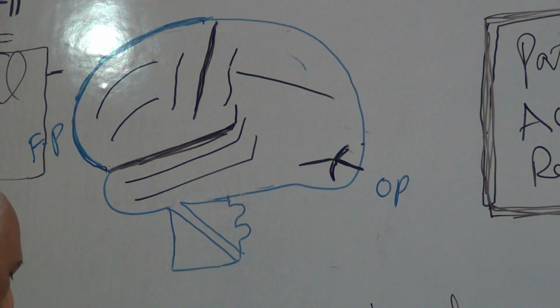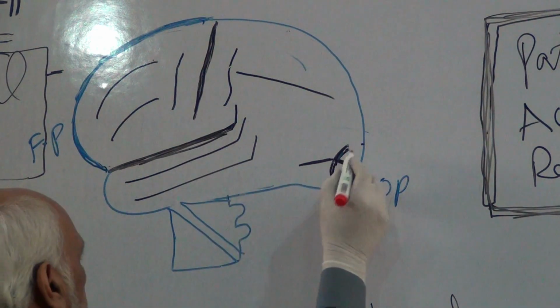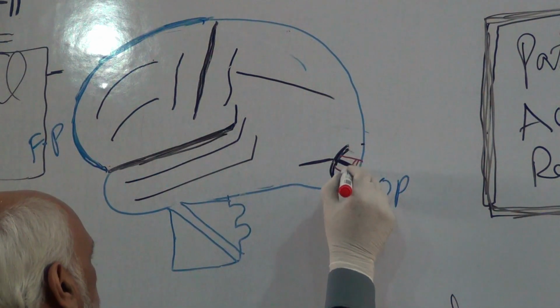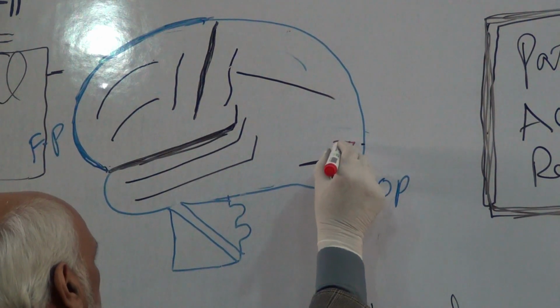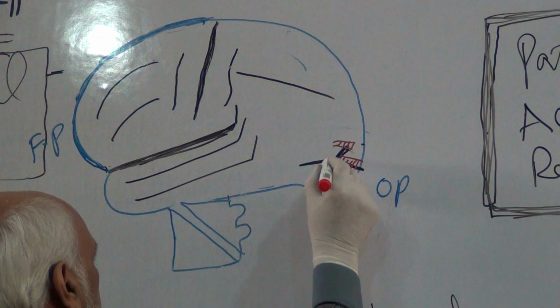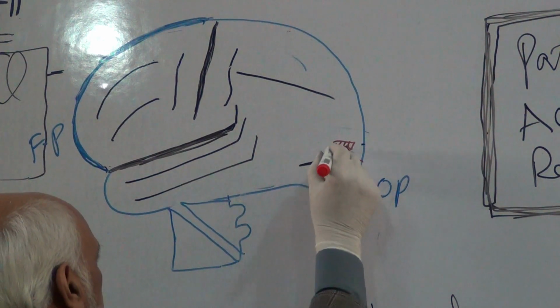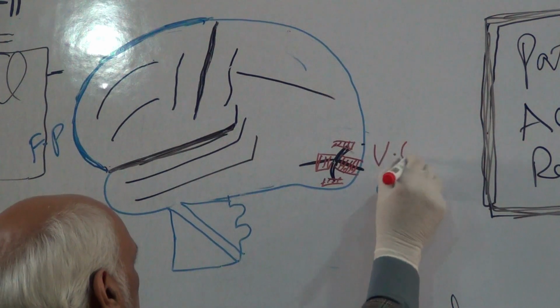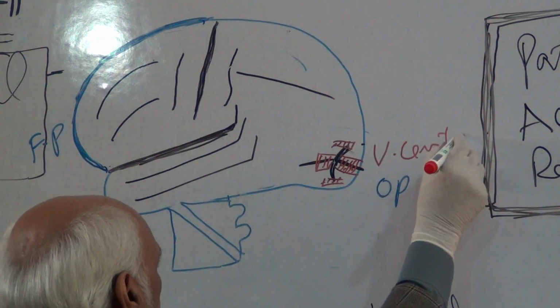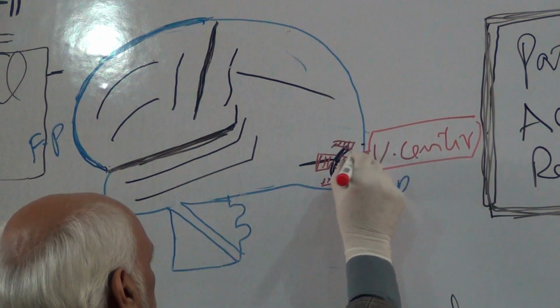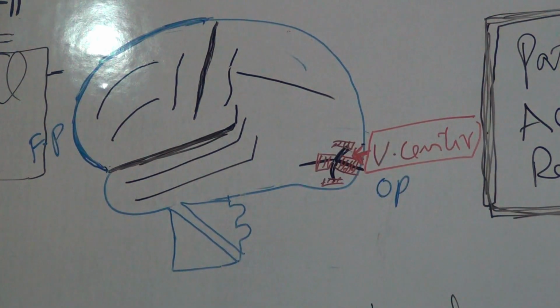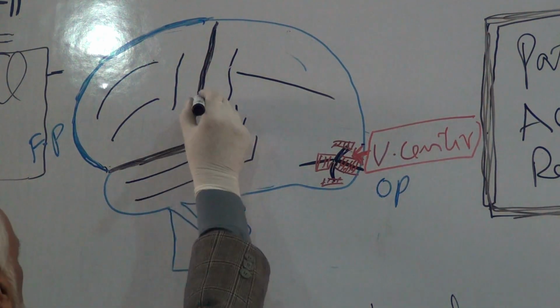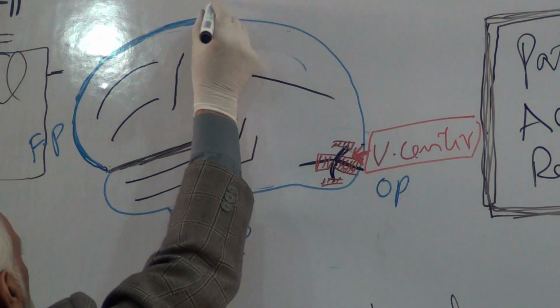Here in the occipital lobe is the visual center, Brodmann's cortical areas 17, 18, 19. Visual center in the occipital lobe. Now here you know the different sulci and gyri of the superolateral surface: the central sulcus, and in front of the central sulcus is the precentral sulcus.